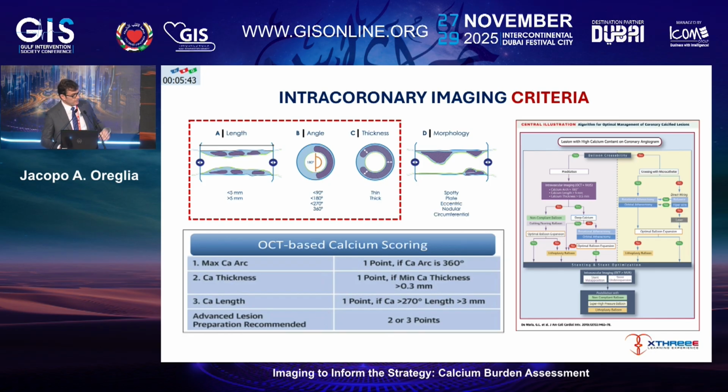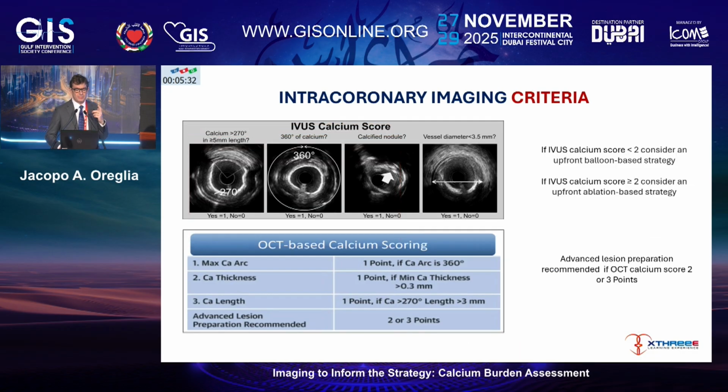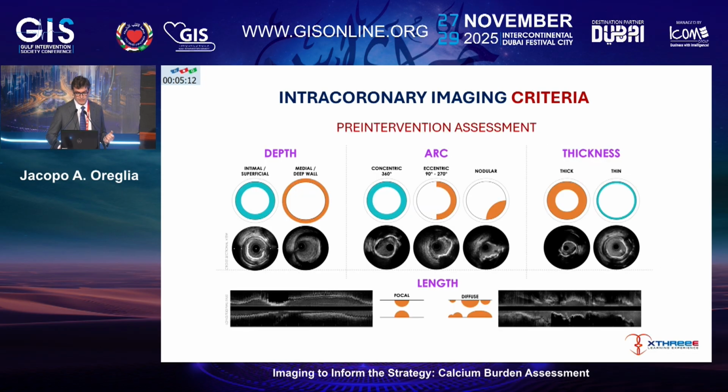But you can see also on the right-hand side of the slide also one of the algorithm. This is the algorithm from De Maria, which tells different measures, and these measures are based on IVUS, which is a little bit different from OCT. So we take into account again the circumferentiality of calcium, the presence or not of calcified nodules, the vessel diameters, but also the length of calcium more than 5 millimeters or less than 5 millimeters, and the thickness of calcium. So all these patterns can be evaluated with IVUS and or OCT and can be measured.